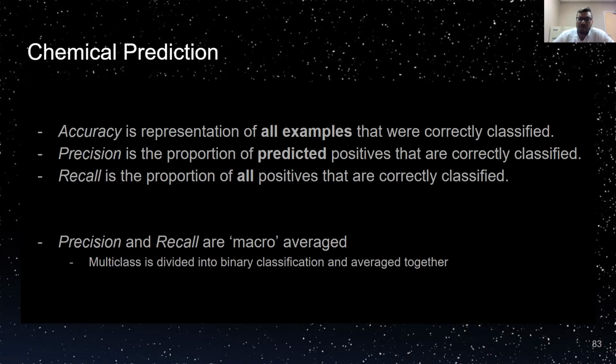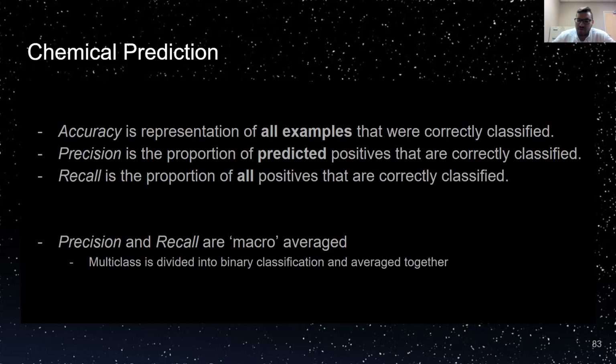Part of our scoring that we'll see in just a moment: we have accuracy, which is a representation of all examples that are correctly classified. Precision is the proportion of predicted positives that are correctly classified. And recall is the proportion of all positives that are correctly classified. Precision and recall are macro averaged here in the results, as it's a multi-class problem. If you're familiar with binary classification, macro averaging will take each one of our classes and set it as a binary classification problem and average those all together.